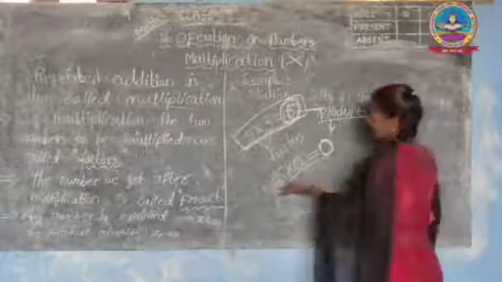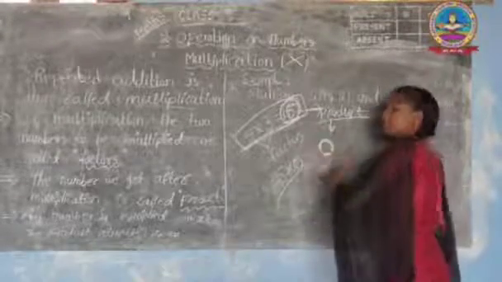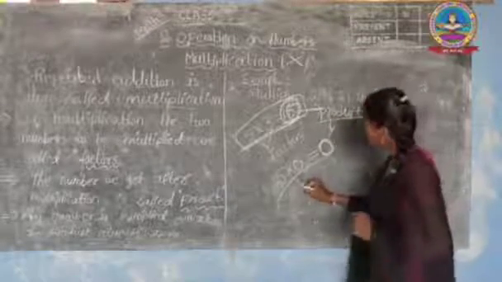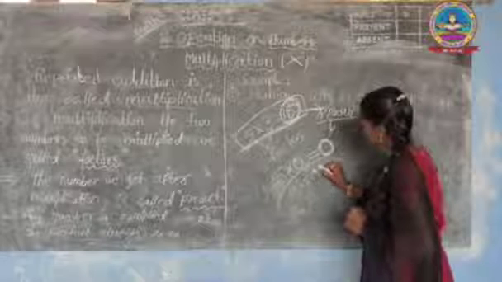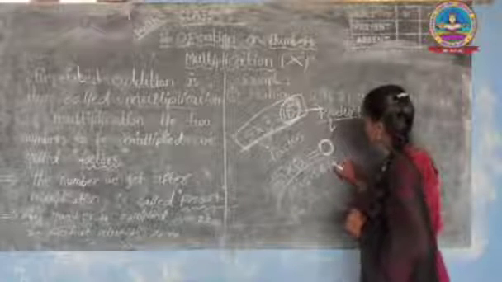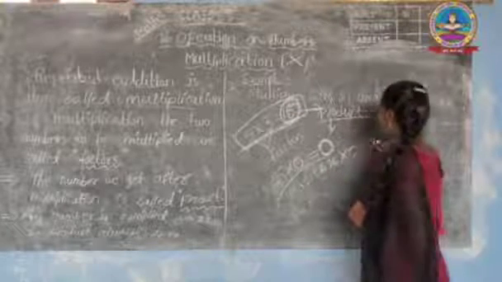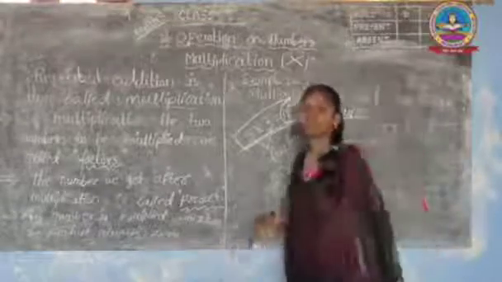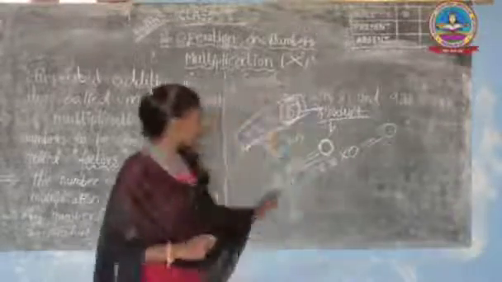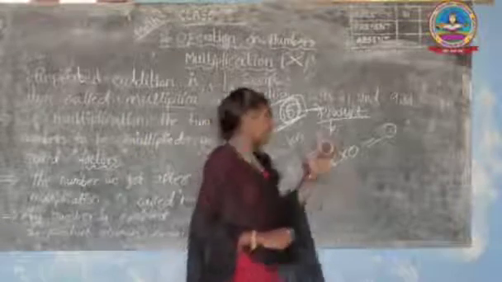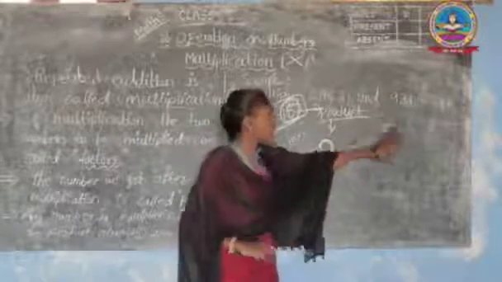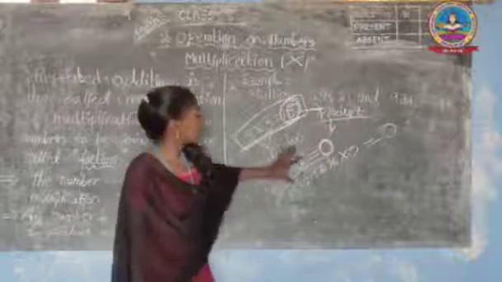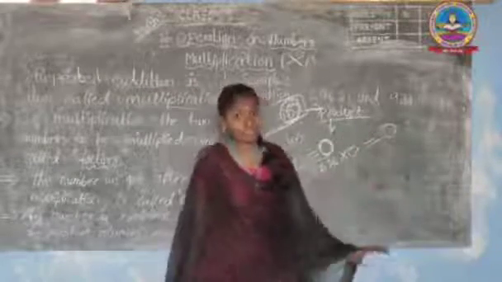Any number multiplied by 0, or 0 multiplied by any number, the product is 0. For example, 5, 3, 2, 1, 5, 6, 7, 6 multiplied by 0. What is the product? Yes, definitely the product is 0, even for a very large number. So any number multiplied by 0, we get the product 0. This is the first rule of multiplication.